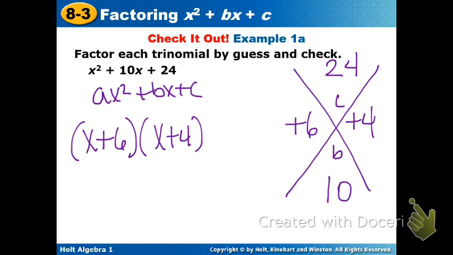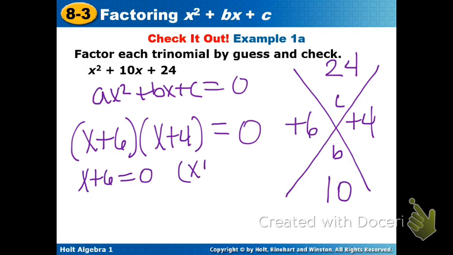We use our zero product property and we set that equal to 0. Now we can find the x values that will give us the zeros, remember, that cross the x-axis with our parabola. There's no 0 in it, like x squared plus 10x plus 24, so we're going to add it. So you'll have to add it on your worksheet. So either our x plus 6 will equal 0 or our x plus 4 will equal 0.